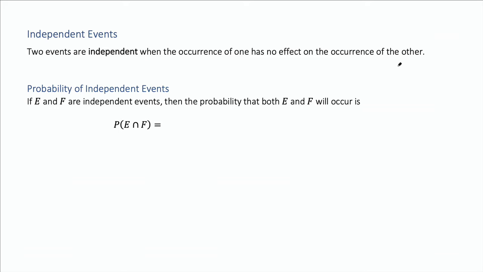So when you are looking for the probability of both events occurring, if they are independent, then you simply get that by multiplying the two probabilities. Okay, if you want to know the probability that both occur, it's the product of those two probabilities.